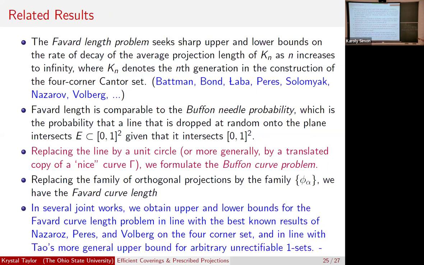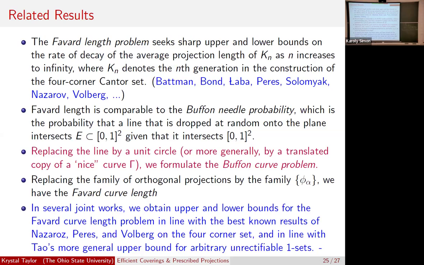Favard seeks sharp upper and lower bounds on the rate of decay of the average projection length of, say, case n, where this is the nth generation in the construction of the four-corner Cantor set, or other self-similar fractal sets, as n increases to infinity. Okay, and this problem has been studied by many people, including people in this area.